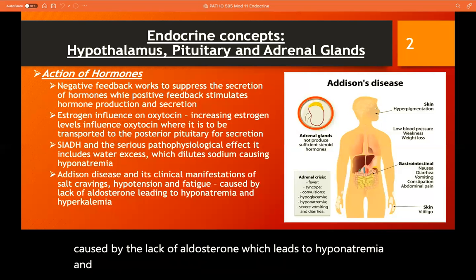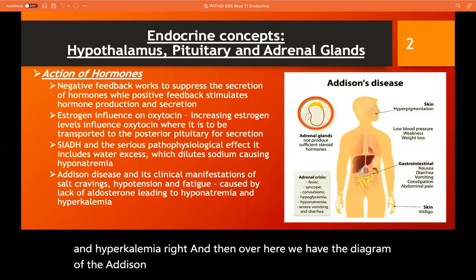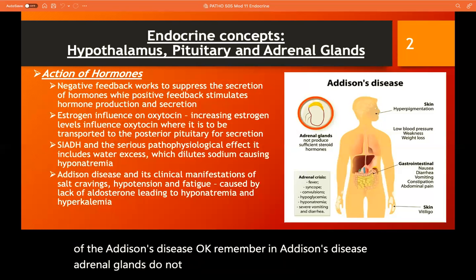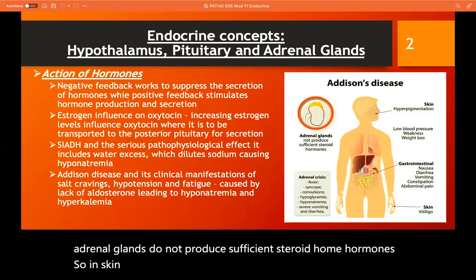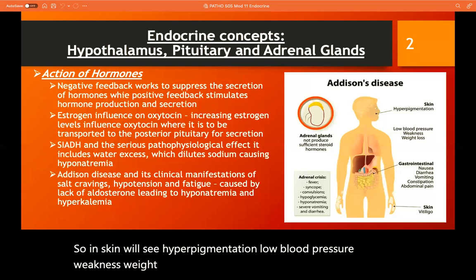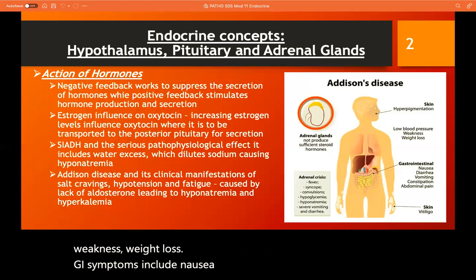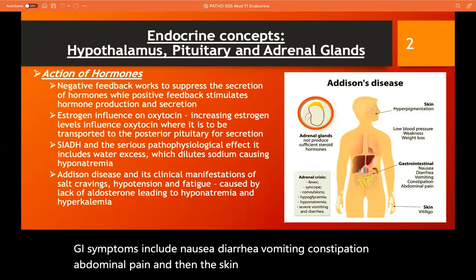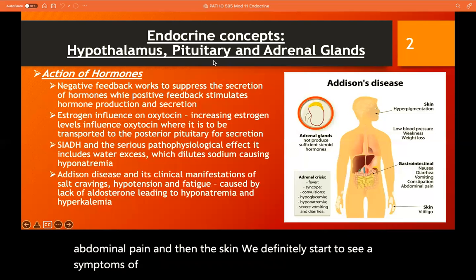All right. And then over here, we have the diagram of Addison's disease. Remember, in Addison's disease, adrenal glands do not produce sufficient steroid hormones. So in skin, we'll see hyperpigmentation, low blood pressure, weakness, weight loss. GI symptoms include nausea, diarrhea, vomiting, constipation, abdominal pain. And in the skin, we definitely start to see symptoms of vitiligo, where you have a change of the skin with white patches.